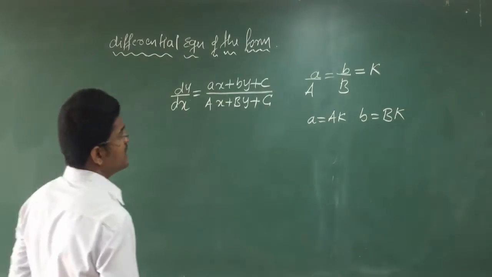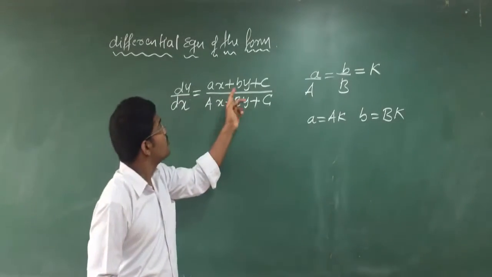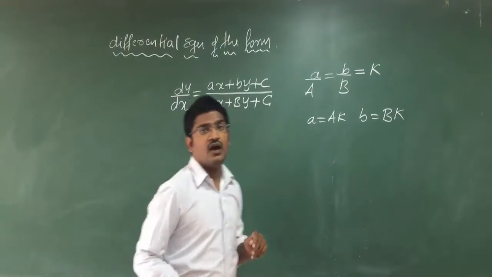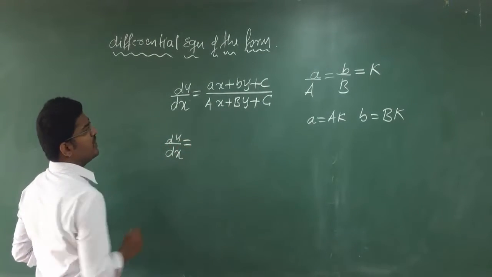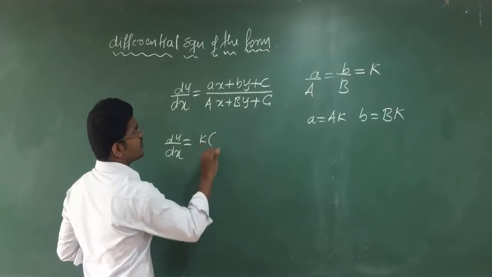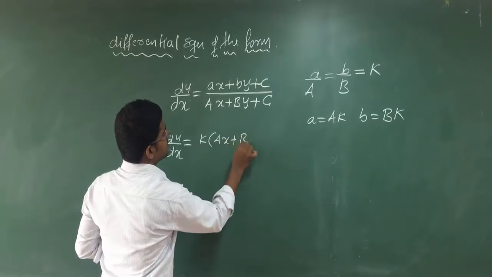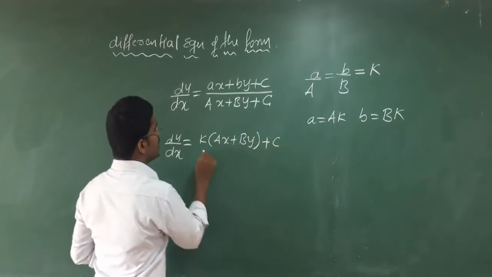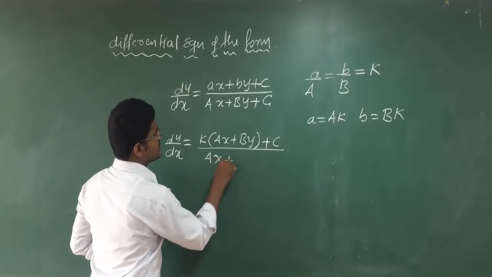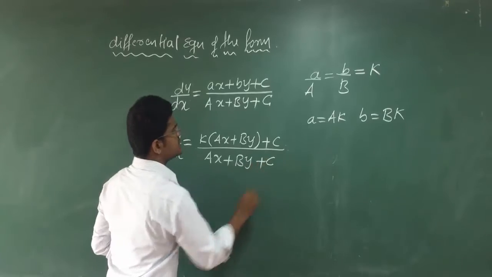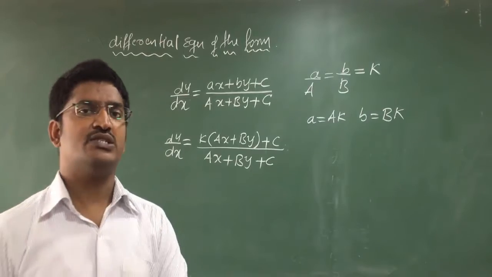So for that reason, see here, small a can be written as capital A k, small b can be written as capital B k. Clear? So that is dy by dx is going to be equal to k times capital AX plus capital BY plus c divided by capital AX plus capital BY plus C. Now you are going to have this form of differential equation.